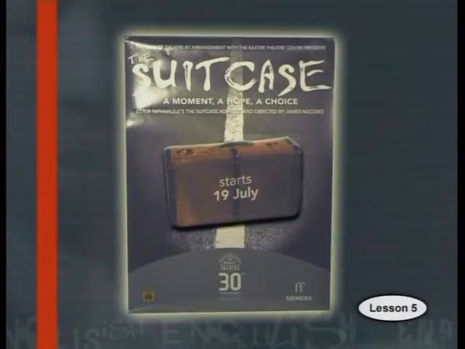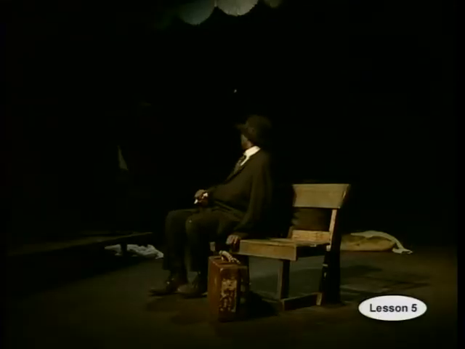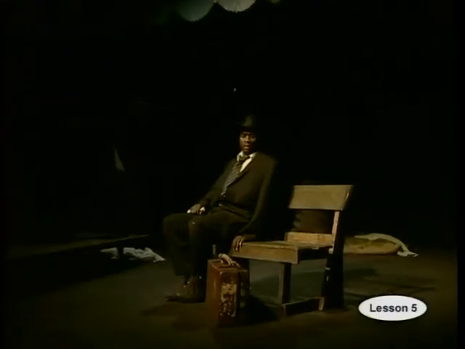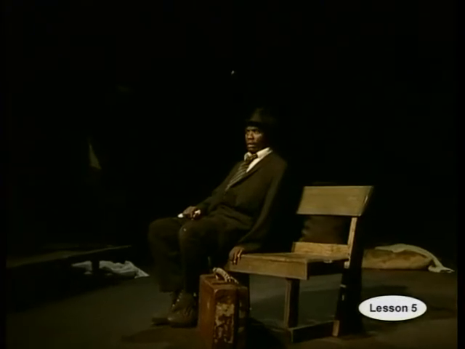The play opens with a dramatic scene. A man, Dimi, is sitting on a bench. Next to him is a brown suitcase. It's a chance, a desperate chance.